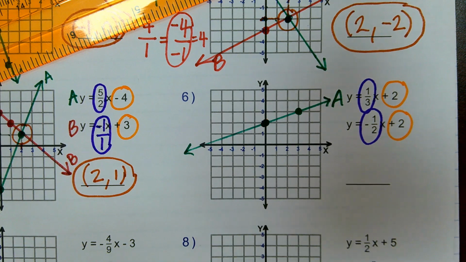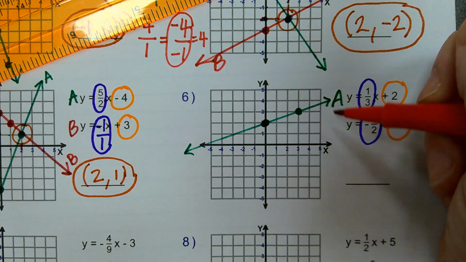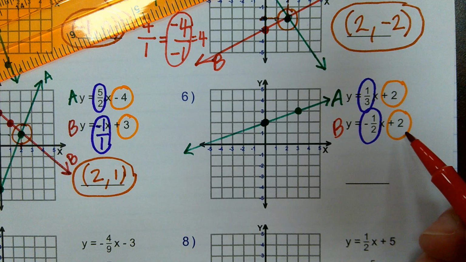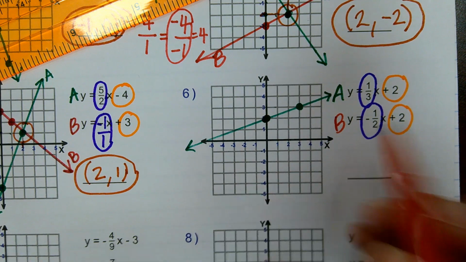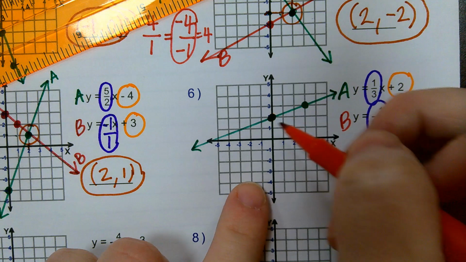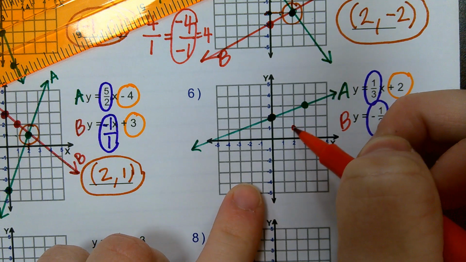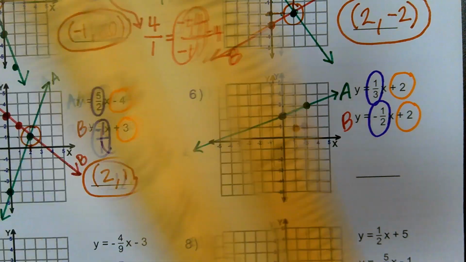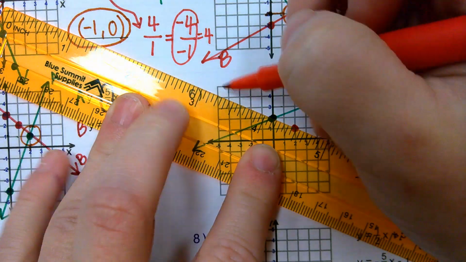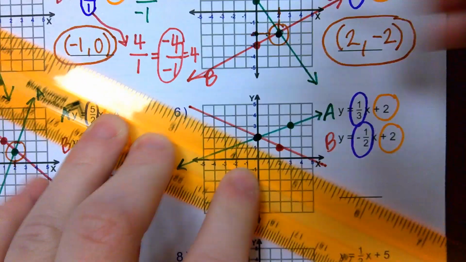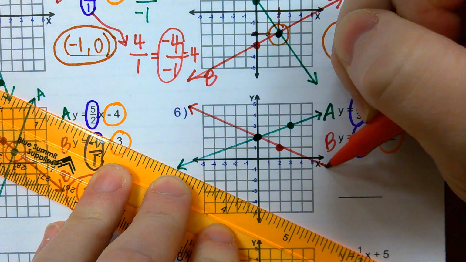Perfect. Okay, now let's look at the second equation. Make the second line. We've got the same starting point. We started at 2. So now we just use our slope. Go down 1 over 2. And look at that. We already know the solution because they start on the same point. So they share a y-intercept.